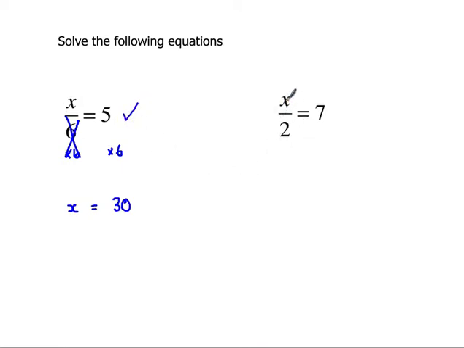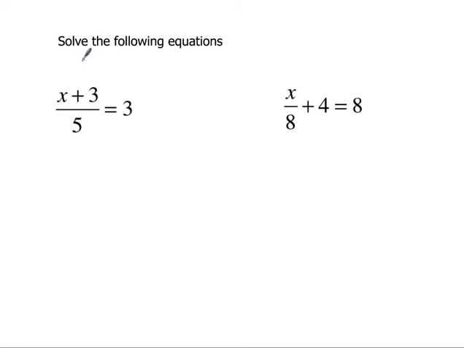Next one again, I've got some number divided by 2 is 7. So if I want to find out what that is, I'm just going to do the opposite of dividing by 2, which is to times by 2. And that will cancel my divide out, leaving me with just x. And then this side also needs to be times by 2. So 7 times by 2 is 14. And that makes sense again, because 14 divided by 2 is 7.